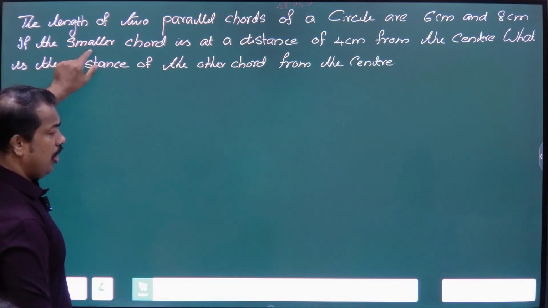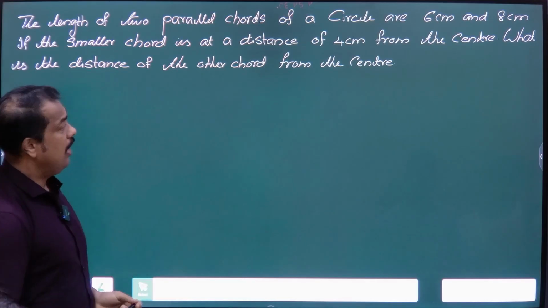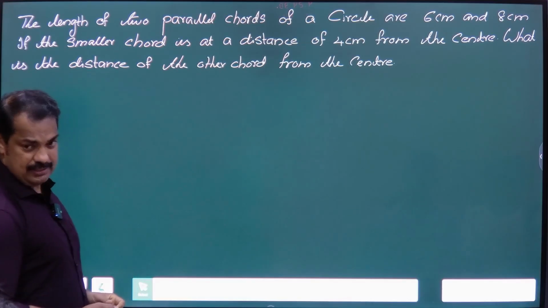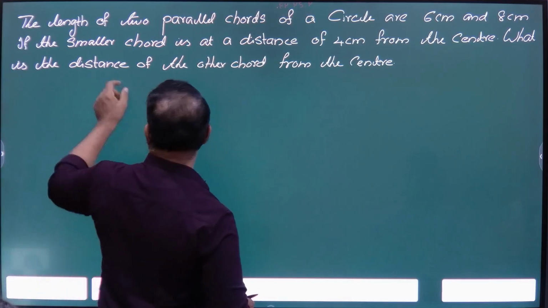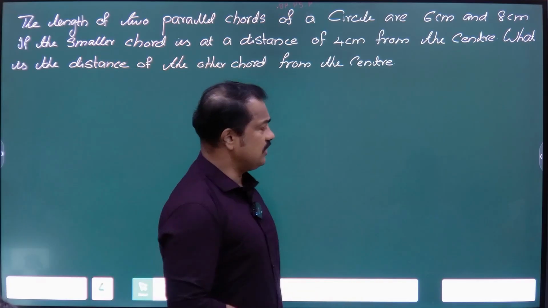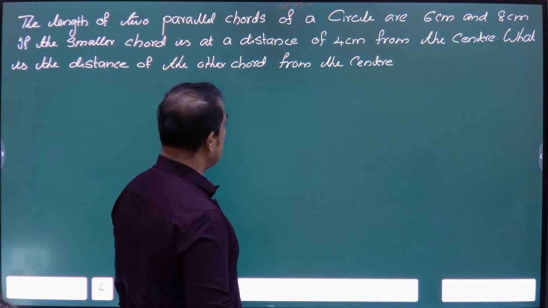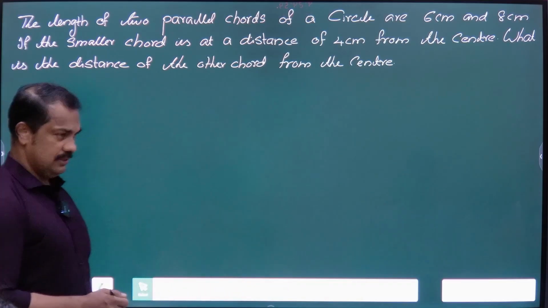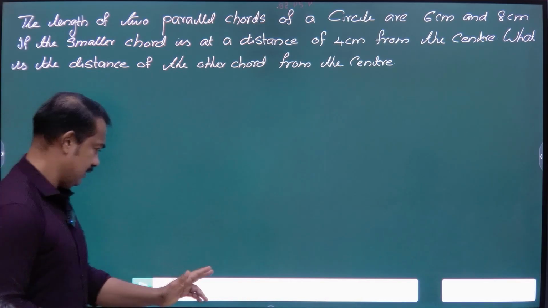The lengths of two parallel chords of a circle are 6 centimeter and 8 centimeter. If the smaller chord is at a distance of 4 centimeter from the center, what is the distance of the other chord from the center? You have to find the distance of the other chord from the center. Listen.